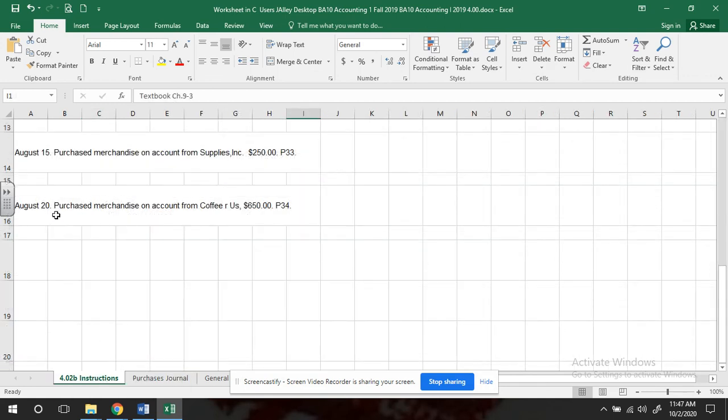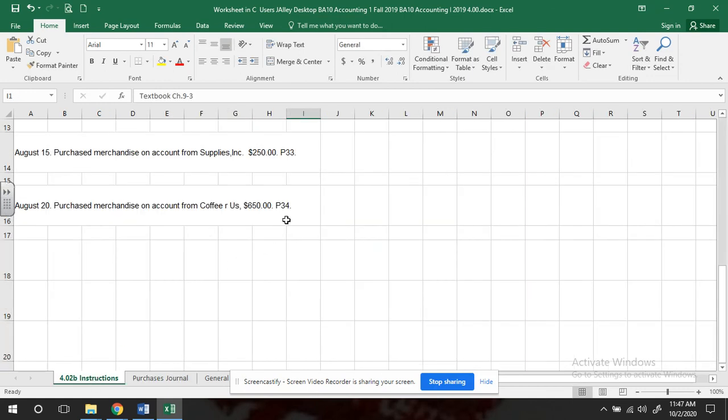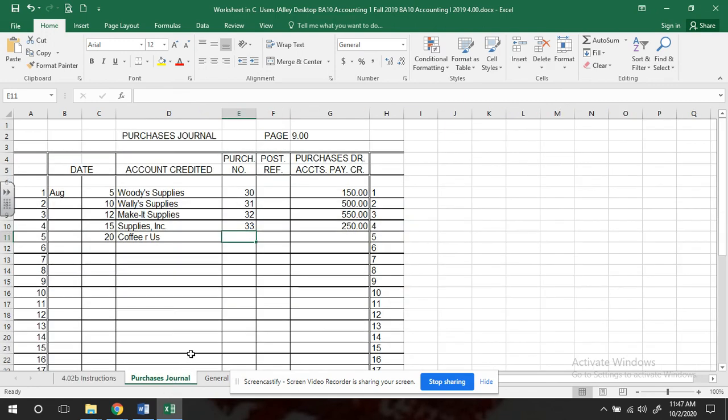And then the last one is on the 20th. Purchase merchandise on account from Coffee R Us. Coffee R Us on the 20th. Now I'll go back and get the numbers. So this is purchase invoice 34, and it's $650. Okay, so we have now posted all of these to the purchases journal, and that's what it looks like.